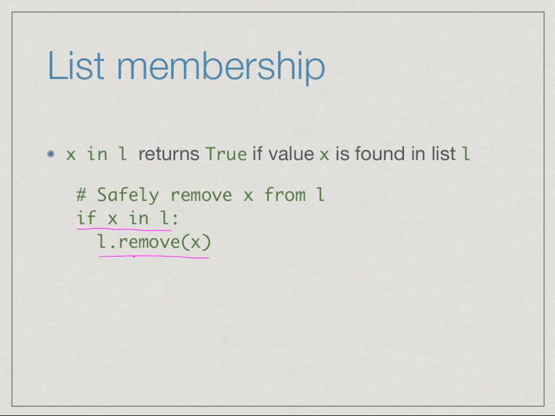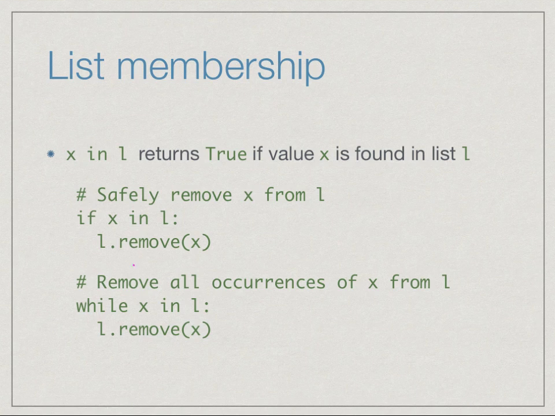Also recall that remove removes only the first element. So we can replace this if by a while and say that so long as there is a value x in L, keep applying remove. So this will in one shot remove all the x's in L, because every time we remove an x, we go back and check if there is still an x in L. If there's still an x in L, we remove it. So from left to right, this loop will remove all the x's in L.